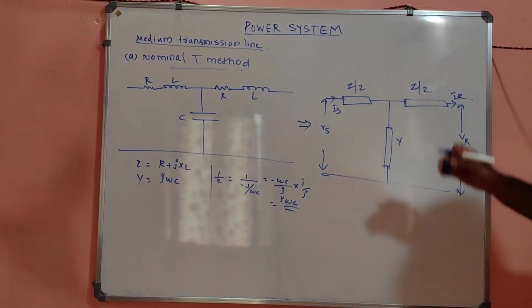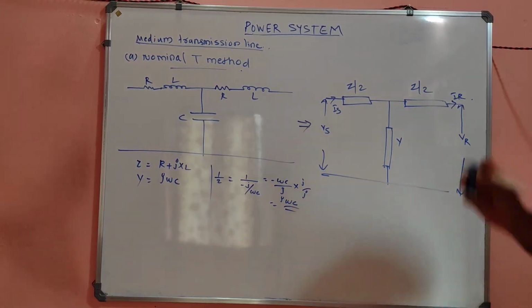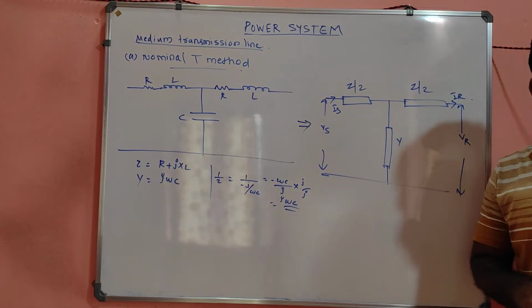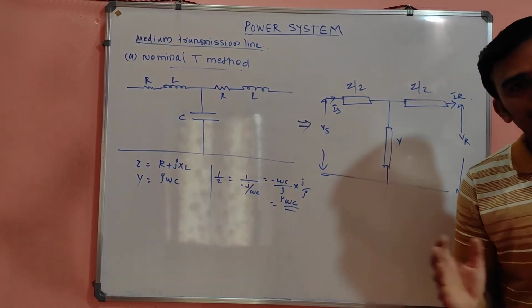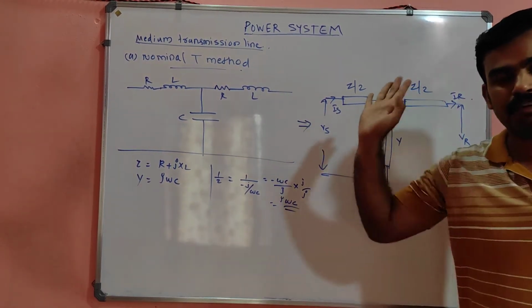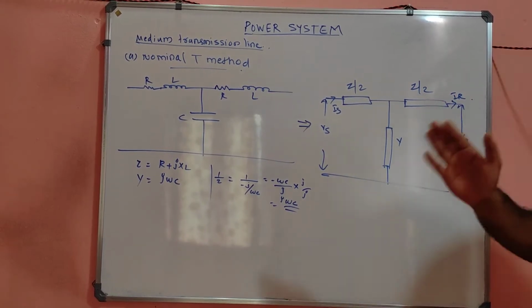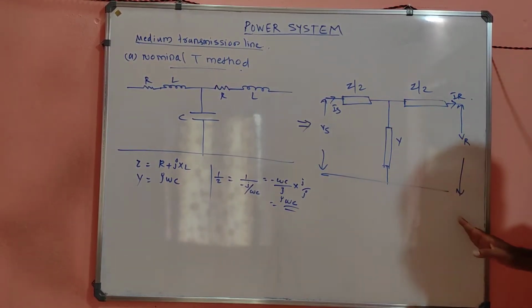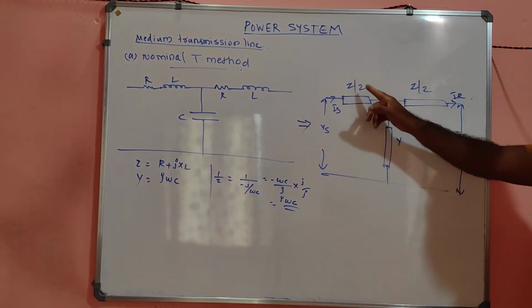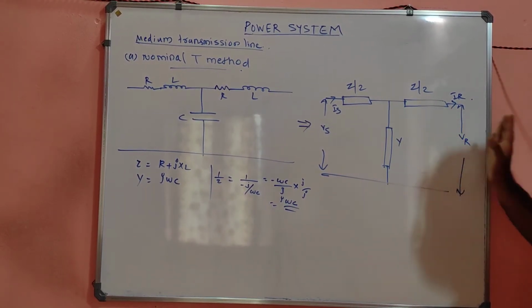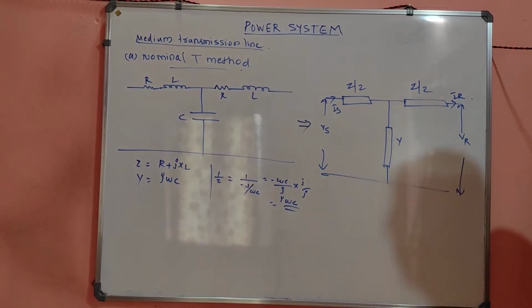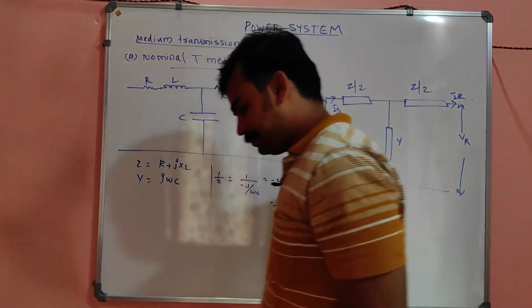Again, using this T method, my dear, the medium transmission line can be represented like a T network. If it is a T network, this will be each parameter.